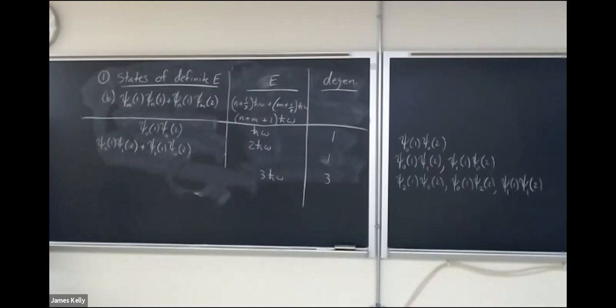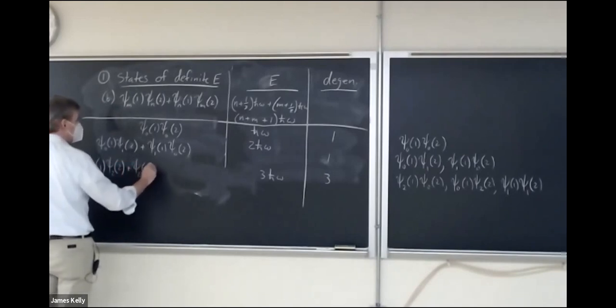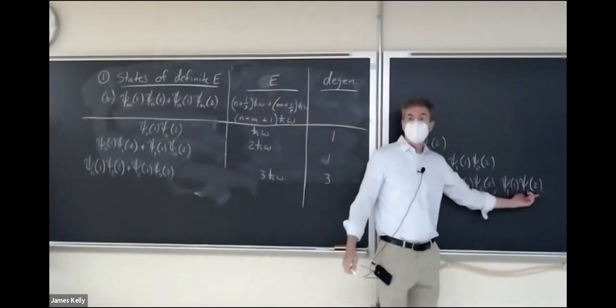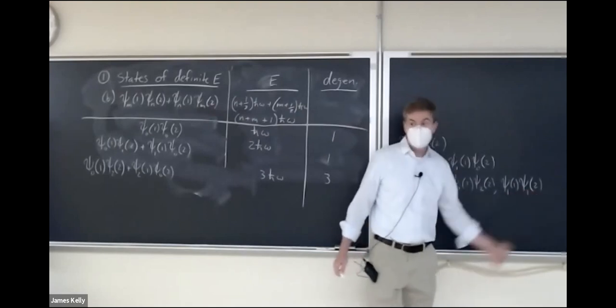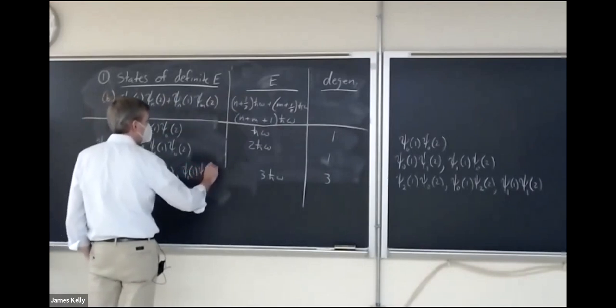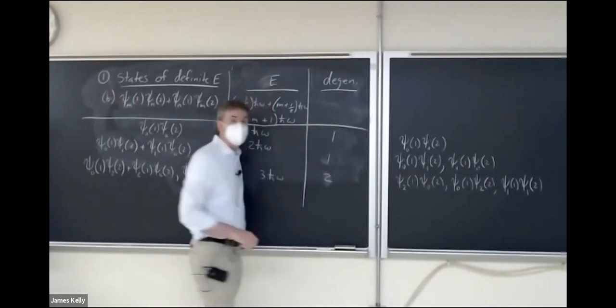How about the 3 h bar omega? Somebody help me write down what the possibilities could be here. Psi 0 of 1, psi 2 of 2, appropriately symmetrized, right? Psi 2 of 1, psi 0 of 2. That certainly is going to have an energy of 3 h bar omega, which is the next highest one possible for these product kind of states. And this one's also possible, right? It's already symmetrized, symmetric under exchange of the 1 and 2 variables. So that's a separate state. Psi 1 of 1, psi 1 of 2. Both of those states have energy 3 h bar omega, and therefore we get a degeneracy of 2.